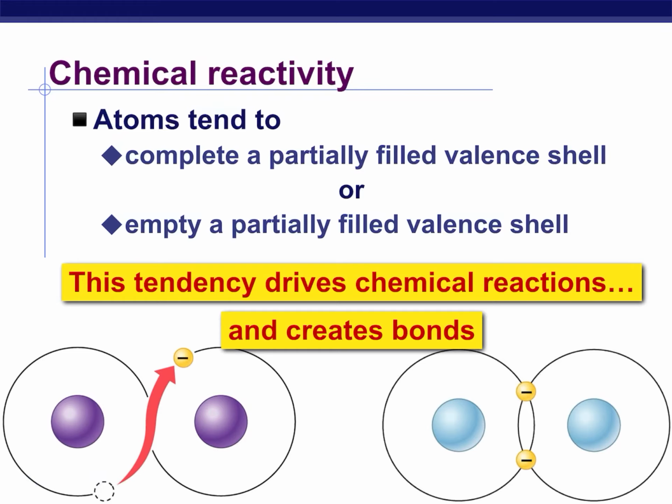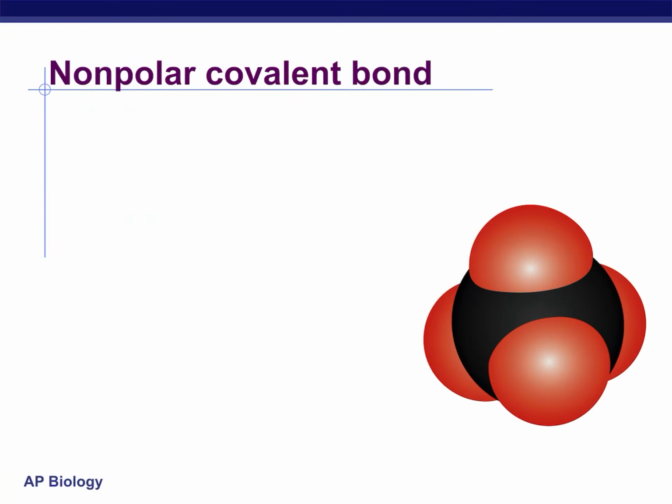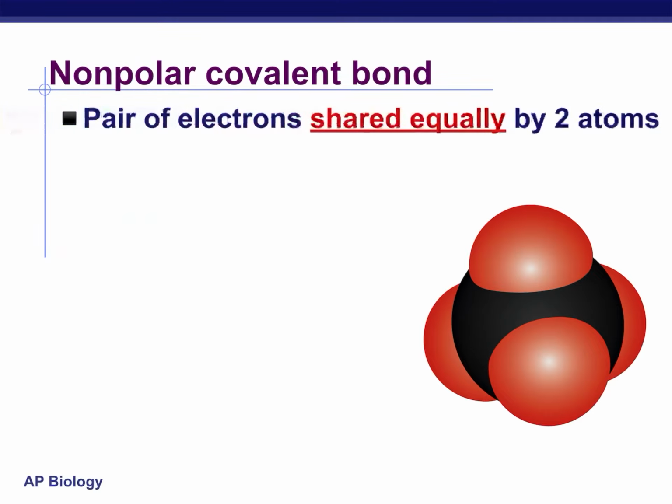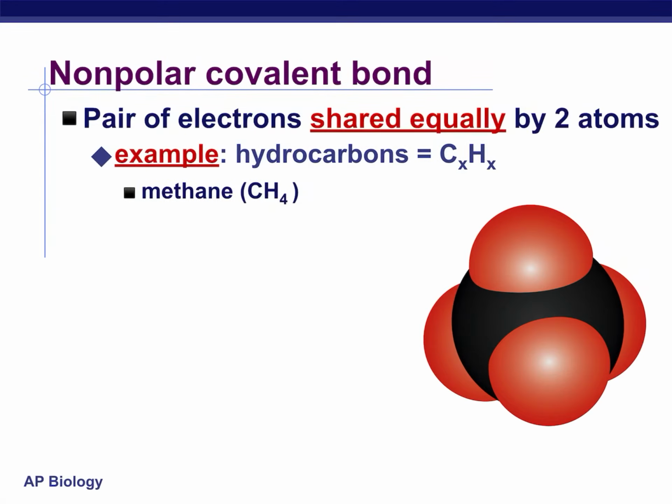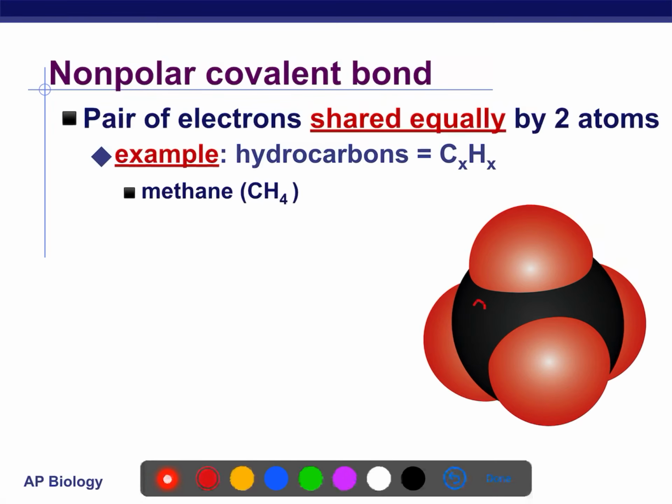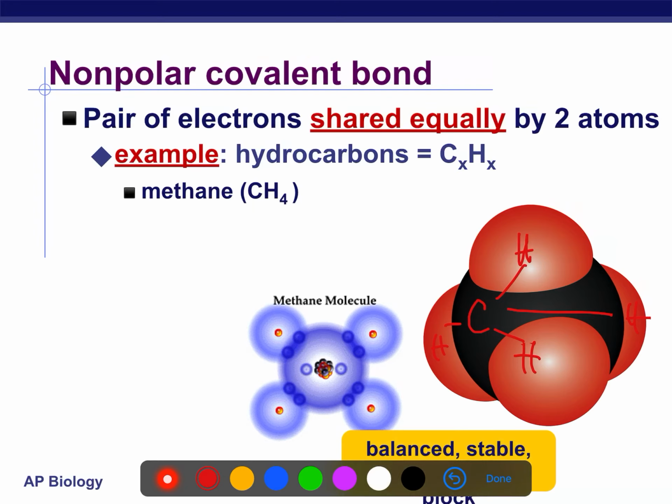Let's talk about some of the bonds that are most important in biology. The first type of bond is the nonpolar covalent bond, which is a very, very common bond in biology. In these bonds, electrons are shared equally by the two atoms. In this example, we have a hydrocarbon, methane, where a carbon atom is surrounded by 4 hydrogen atoms, all bonded together, sharing their electrons equally with one another.